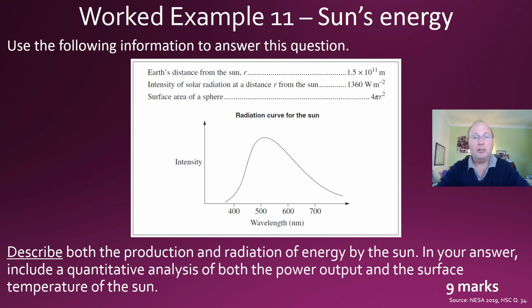And the question is to describe both the production and radiation of energy by the sun. And you've got to include all sorts of wonderful things in your analysis, including calculations, and it's worth a whopping 9 marks. But I'm going to leave that for you to ponder, write down some dot points, see how you go, and then check your answers with the slides. Just to remind you, if you want to find the answers to that, look at the physics website and find the slides, and you can see a solution to that question.